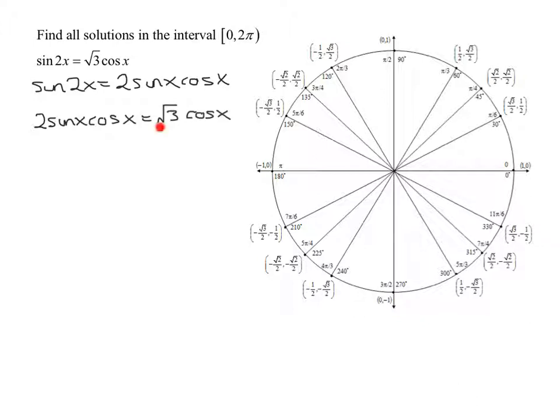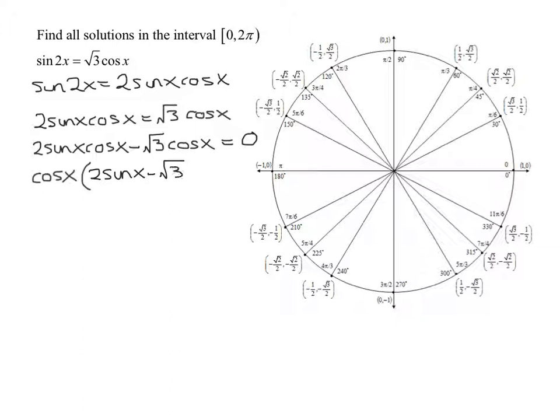So what we want to do is get 0 on that side. So I'm going to subtract this from both sides. So I'm going to have 2 sine x cosine x minus the square root of 3 times cosine x equals 0. And now, since these both have a cosine x in common, I can factor it out. So if I factor out a cosine x, what's it going to leave me? 2 sine x minus the square root of 3. So here's my 2 sine x minus the square root of 3.